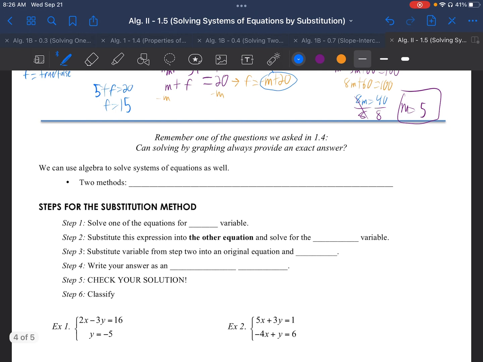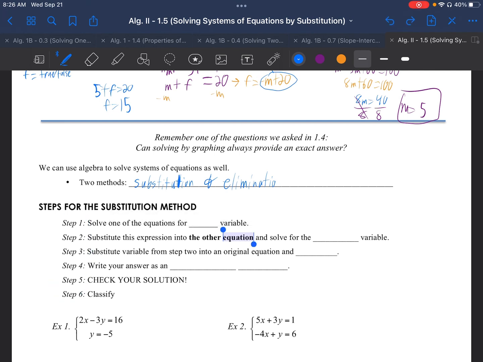All right, let's actually get into the notes now. So one of the questions we asked in 1.4 is, can solving by graphing always provide an exact answer? And sometimes it was kind of a mess. So we can use algebra to solve these systems of equations as well. And there's 2 methods for that. So one is substitution, which we already just actually did up above for the warm-up. And the other one is elimination, which we'll learn next lesson.